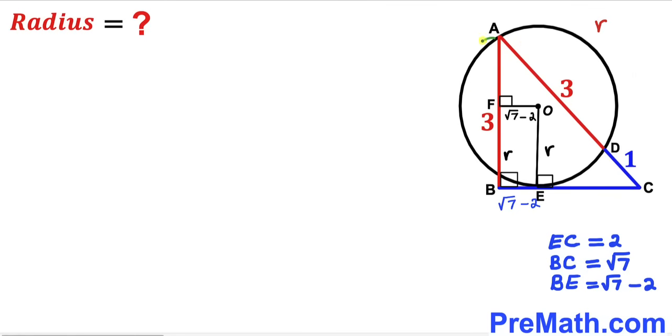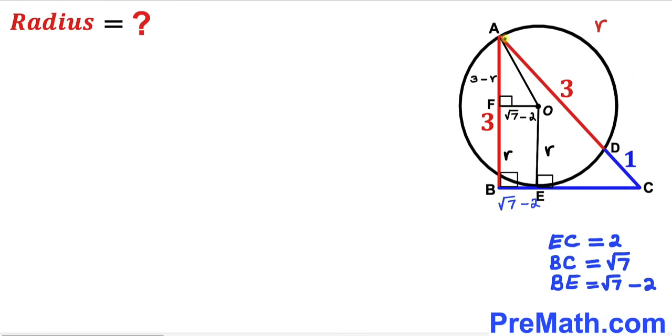And we know that this whole side AB length is 3. So therefore this remaining segment AF length has got to be 3 minus lowercase r. So therefore this segment AF length turns out to be 3 minus r. Now in this next step, I am going to connect this center O with this point A as well, as you can see in this next step.